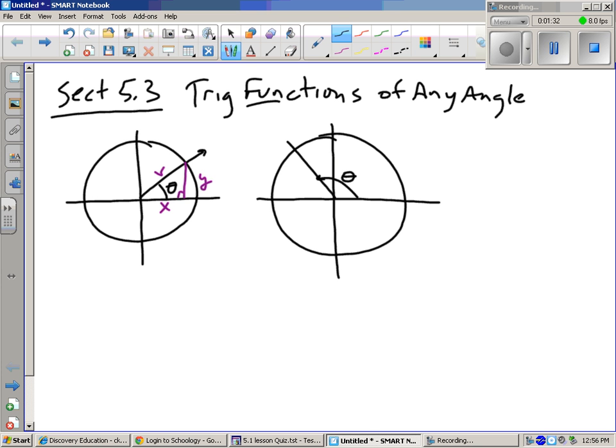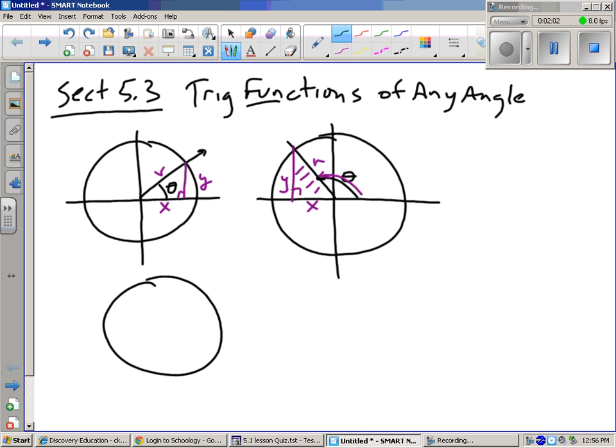Now I can't make a right triangle by connecting this way. There's no way to make a right triangle. So I'm going to make my right triangle in this quadrant instead. I still have x, y, and r, and basically we're going to use this triangle here to figure out this angle, because we can't make a right triangle on the right side, so we have to make it on the left.